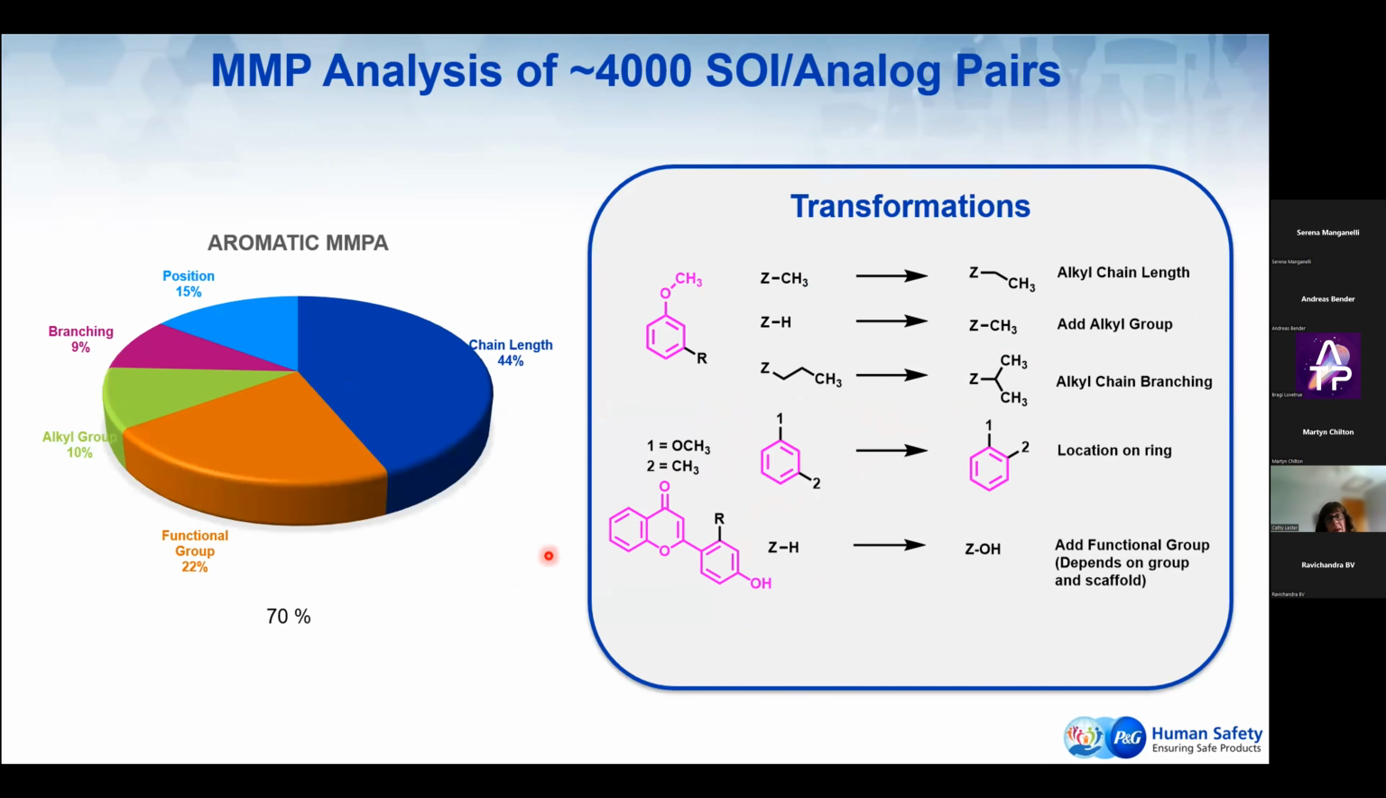For aromatic compounds, those five transformations are a little different. We have some similarities. If we have an alkyl substituent on that organic molecule, it could be differences in the chain length, the addition of an alkyl group, the presence of branching, the relative position of two substituents on an aromatic ring, or even the presence of a functional group, and that would depend on what our scaffold is and the functional group.